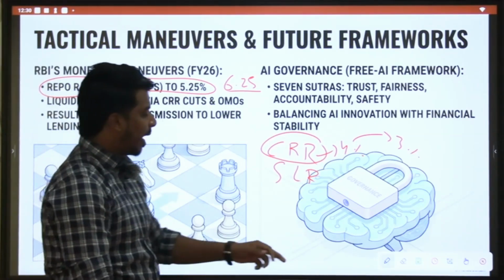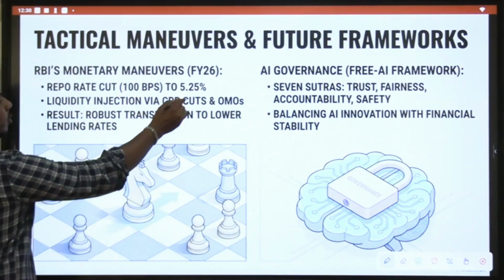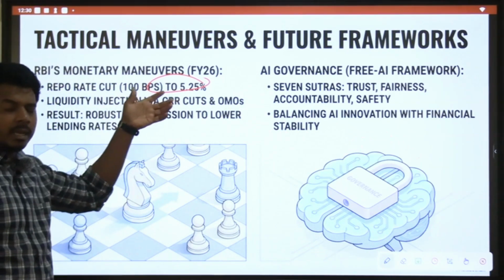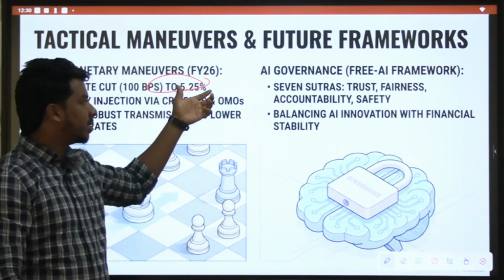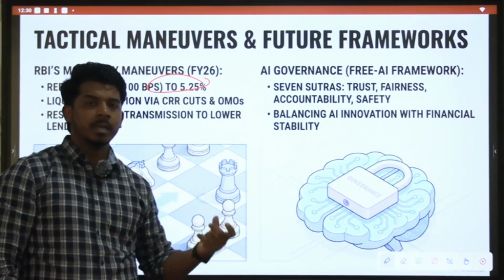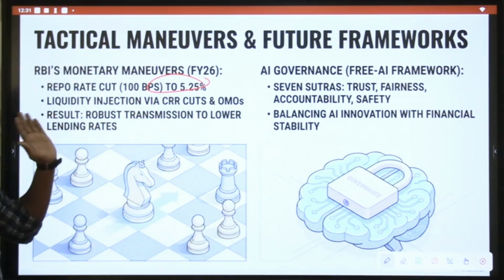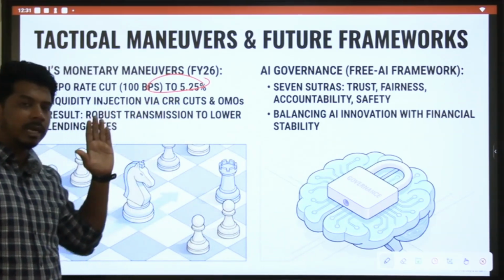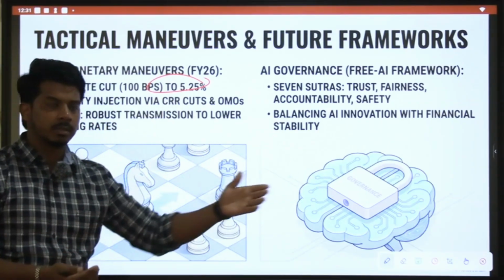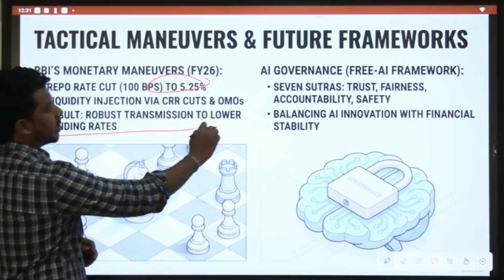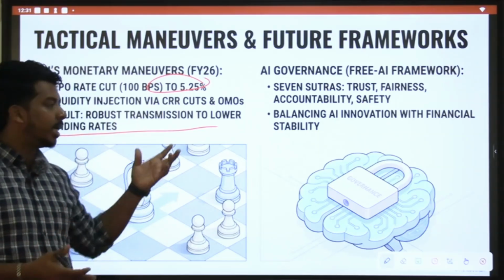So with all these measures, RBI has cut the interest rate. The repo rate is the interest rate at which RBI gives loans to the banks. So if RBI is giving to banks at a lesser interest rate, banks also have to give to the people at a lesser interest rate. The lower interest rate should be transmitted from RBI to banks and from banks to customers. So that is happening. Banks are also reducing the interest rate. So whatever RBI is doing for the common man, it is working.